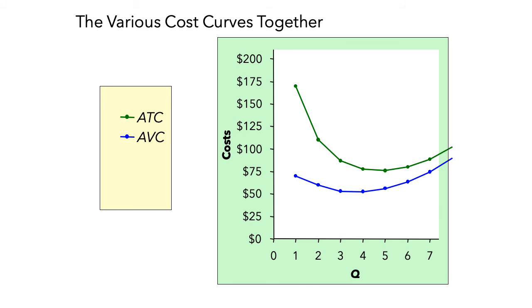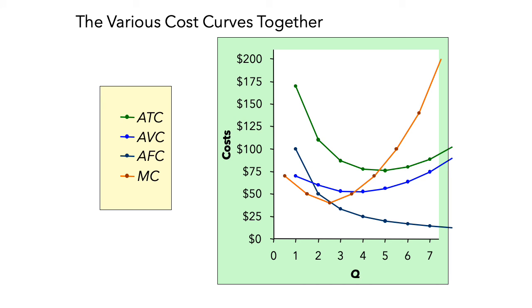The average variable cost basically is a similar shape except it's lower because the difference between the two is the average fixed cost. So the average fixed cost, notice, is always decreasing. It's highest initially when your output is very, very low, right? And then as you add more and more units of output, the fixed cost falls.